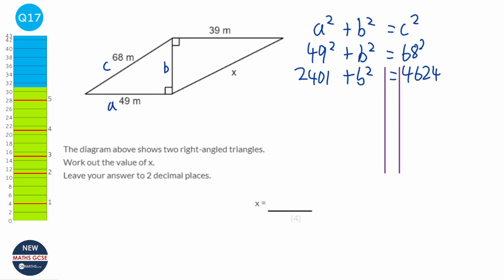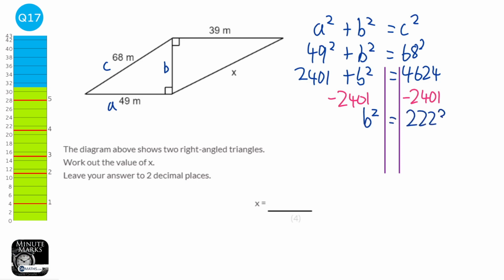So we are solving here, so let's get our lines down. And we're going to start by subtracting the 2,401 from both sides. So we've got b squared equals 2,223. Then we're going to square root both sides, and we've got b equal to 47.148, and so on.